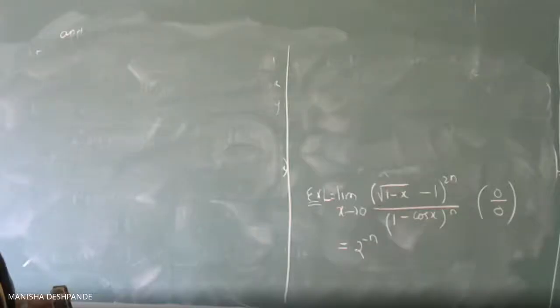Ma'am, I tried a different approach. I took the square inside. Under root 1 minus x minus 1, whole square will be 2 minus x minus 2 under root 1 minus x, upon 1 minus cos x, whole to the power n. Right. Then it is also 0 by 0 form. Yes. So by L'Hospital, it would be minus 1 plus 1 upon under root 1 minus x. Yes, derivative. I got the same.